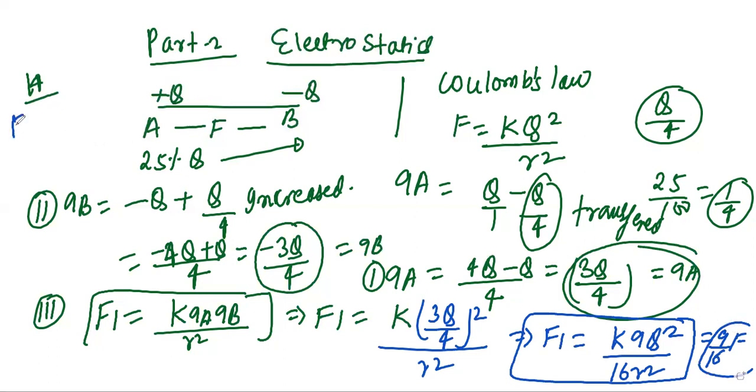Here F is nothing but KQ square upon R square. This is the F formula, which is valid for the given charge and distance. So this is the relation between F1 and F. Please write it down fast.